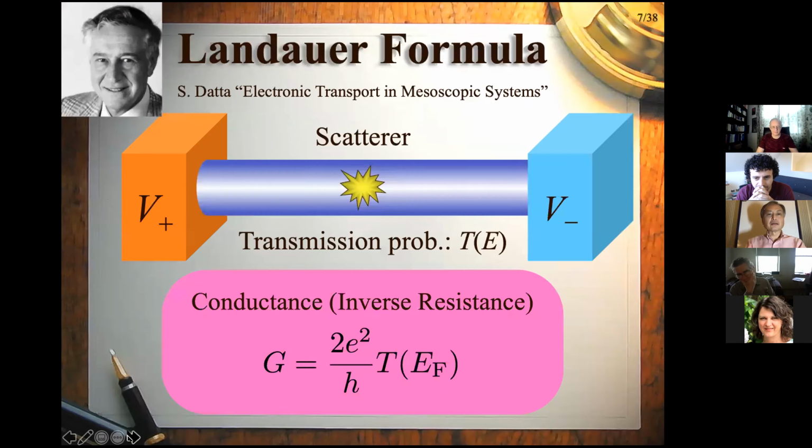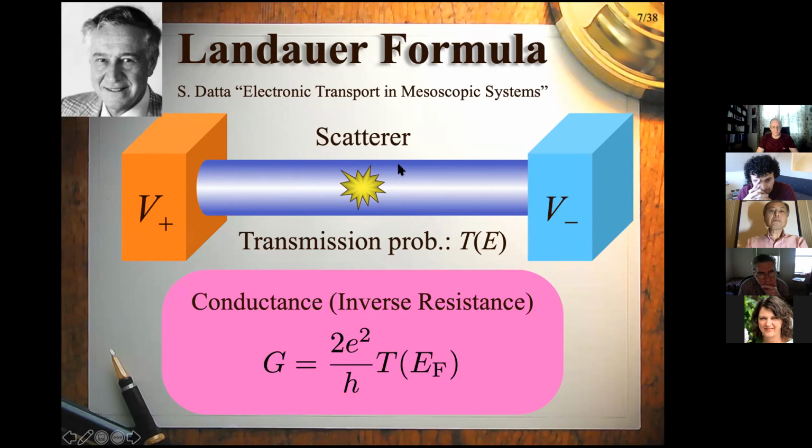Now we can rely on the Landauer formula. This is Rolf Landauer. Some condensed matter physicists here are familiar with it, but let me talk about it a little bit. The Landauer formula tells you the conductance, or the inverse resistance, of some quantum scatterer sandwiched by two electrodes.